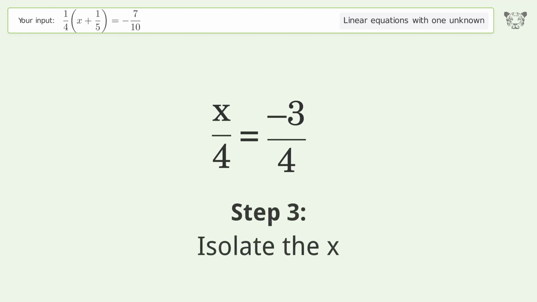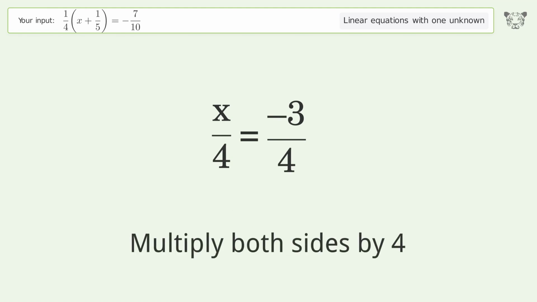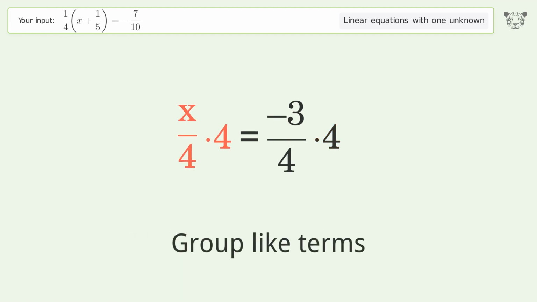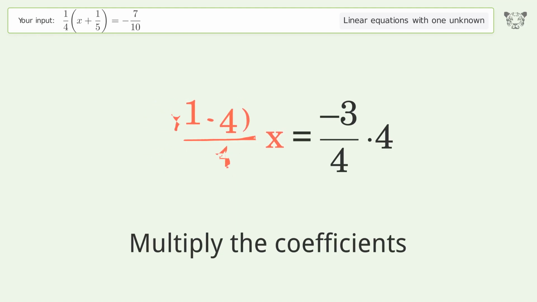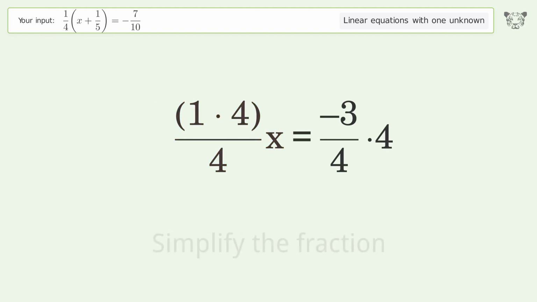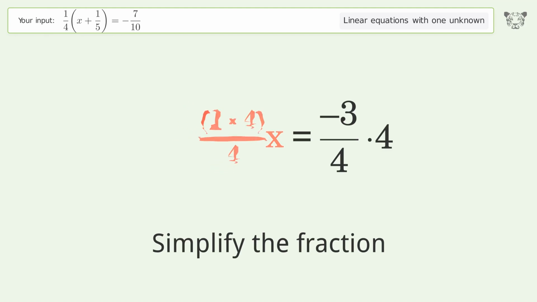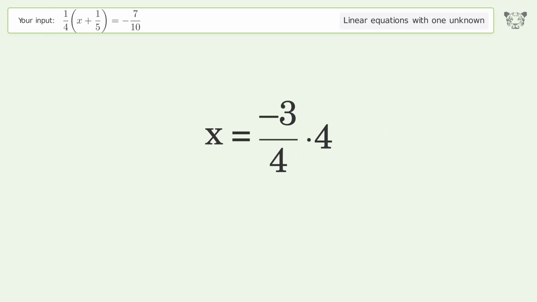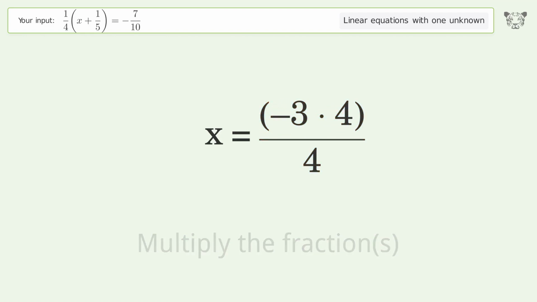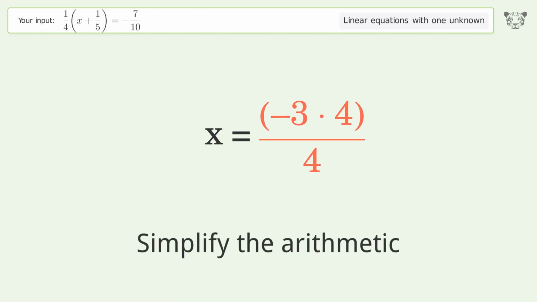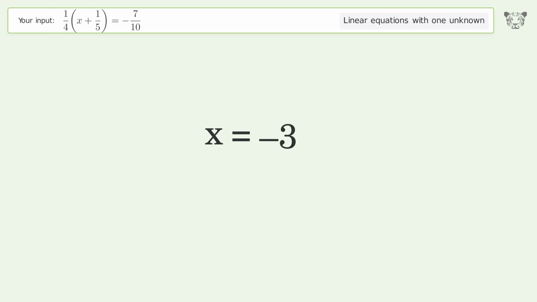Isolate the x. Multiply both sides by 4. Group like terms. Multiply the coefficients. Simplify the fraction. Multiply the fractions. Simplify the arithmetic. And so the final result is x equals -3.